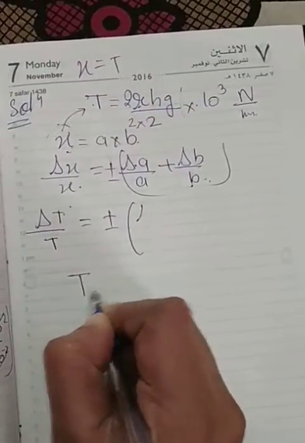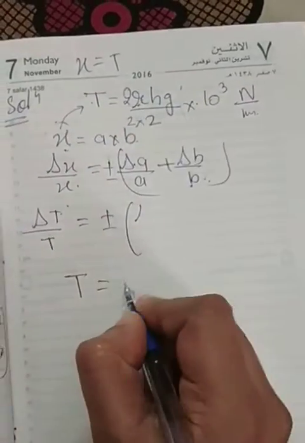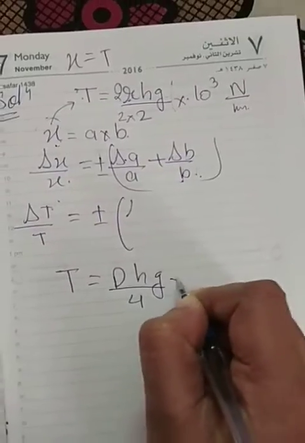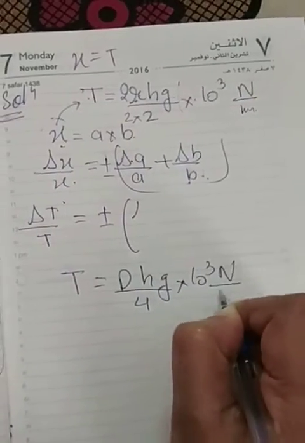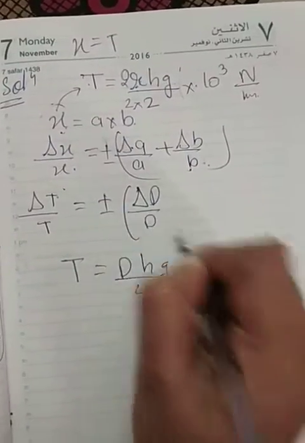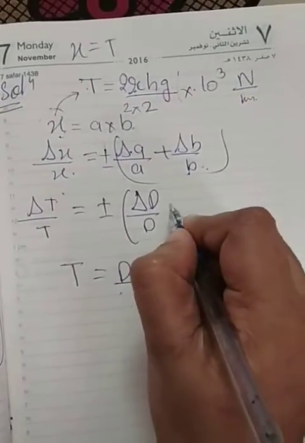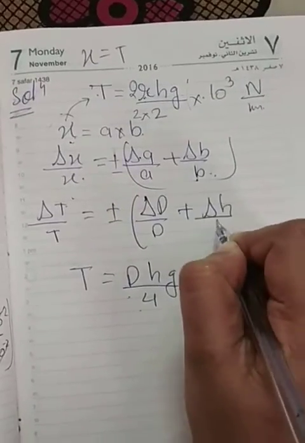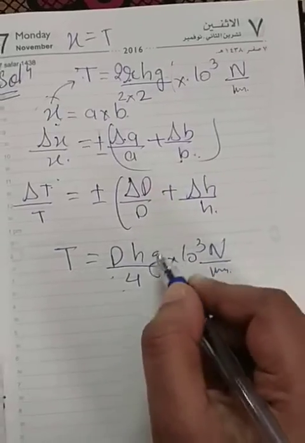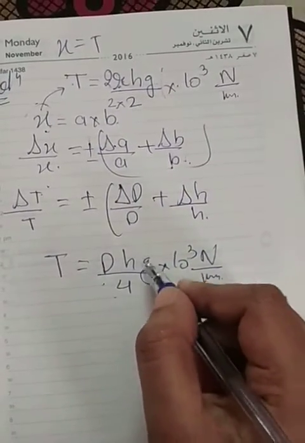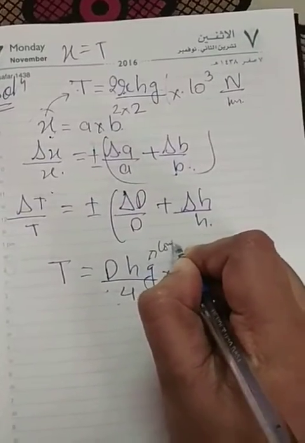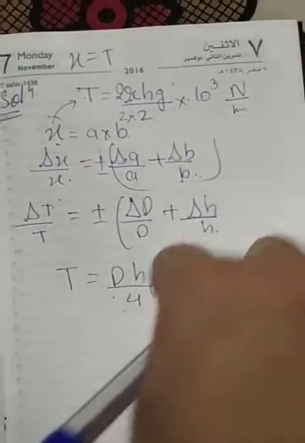Now the tension formula will be, since this is 2r, dgh divided by 4 × 10^3 Newton per meter. Fine. So now my formula will be delta d over d, this is d now, plus delta h over h, correct? And students, remember, you don't have to take the value of g in the error, because g is a constant with a fixed value, so there cannot be error in it.